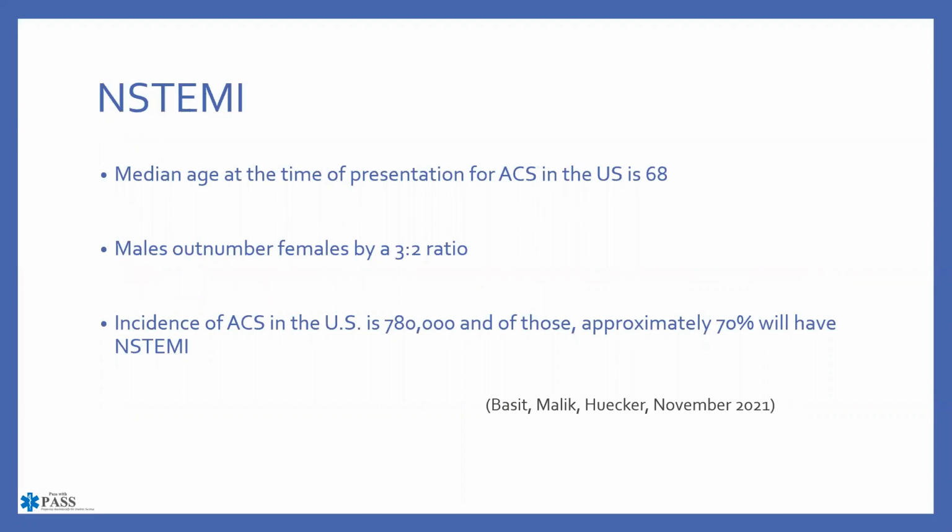So non-STEMI patients, the median age at the time of presentation for an acute coronary syndrome in the United States is 68 years of age. Males outnumber females by a ratio of 3 to 2 for the non-STEMI. And the incidence of acute coronary syndrome in the United States is about 780,000 patients. Approximately 70% of them will be a non-STEMI. And I want to kind of reiterate that. So 780,000 patients will have an acute coronary syndrome. And out of those 780,000, 70% will have an infarction pattern that is not caught on a 12-lead EKG.